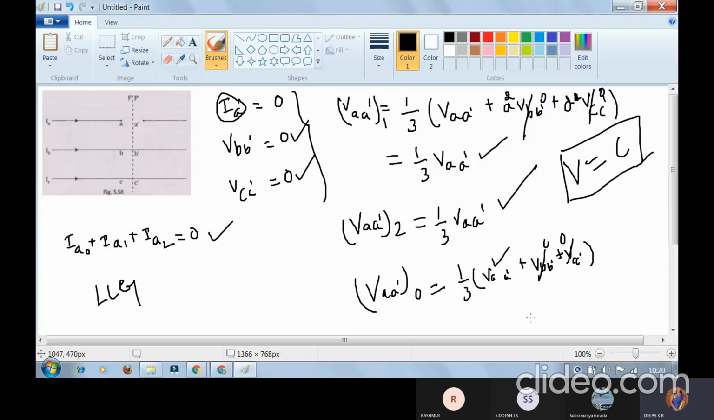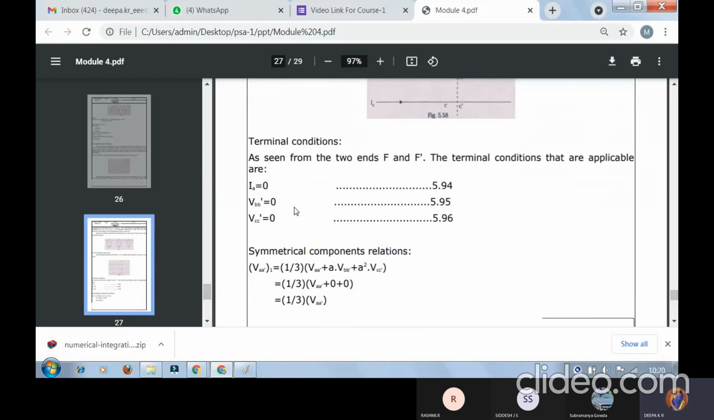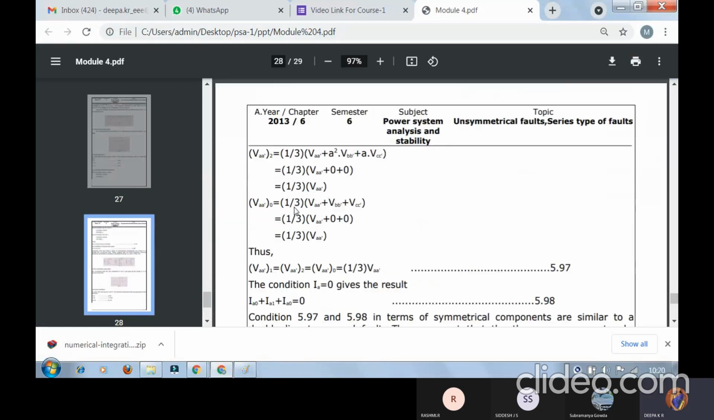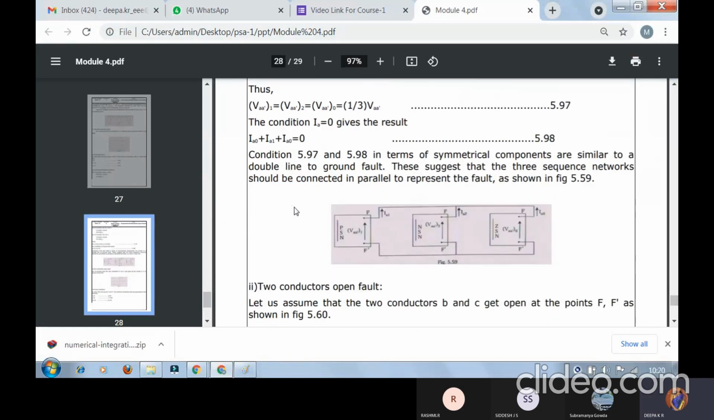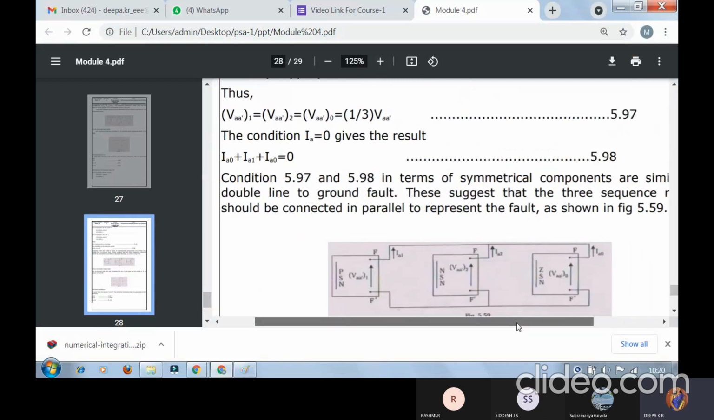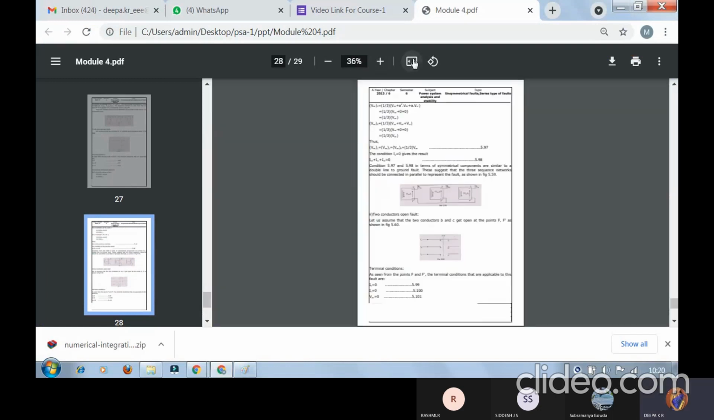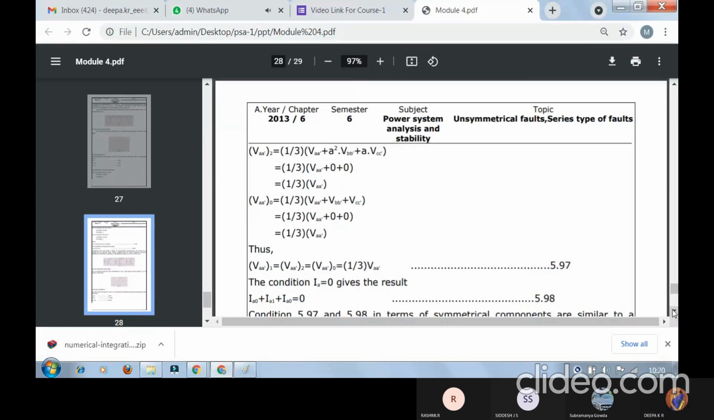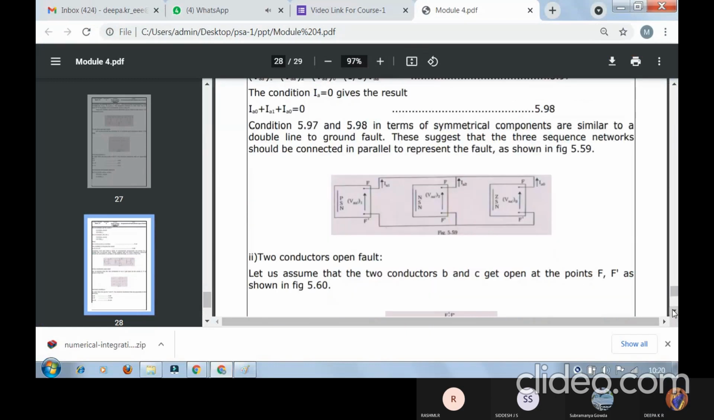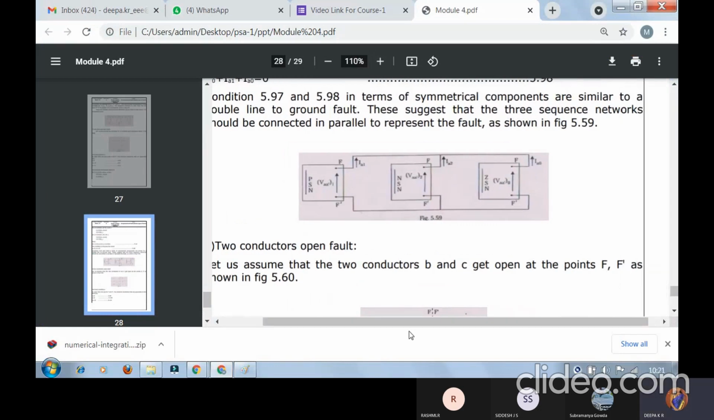So we'll get back to the diagram here. Almost all the conditions are common. So based on the terminal voltage and the terminal current, we can write the sequence diagram. You can see positive sequence, negative sequence, and zero sequence.